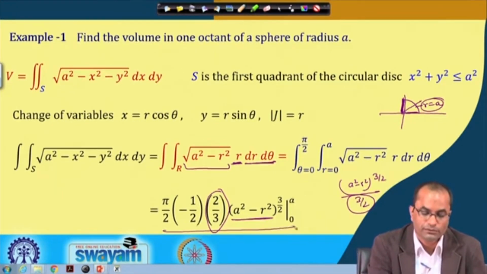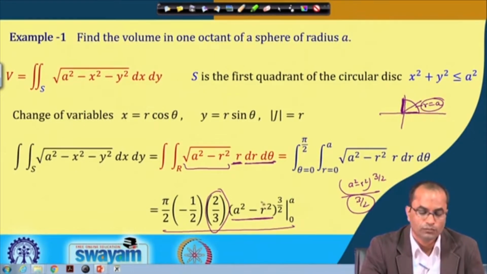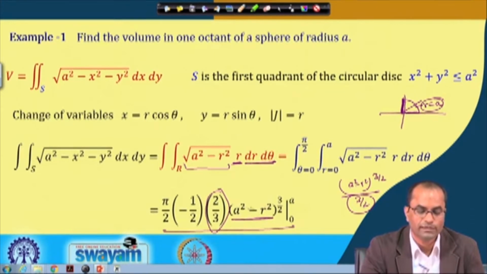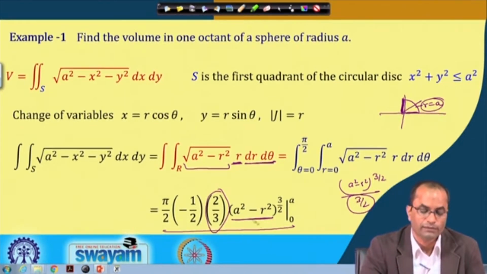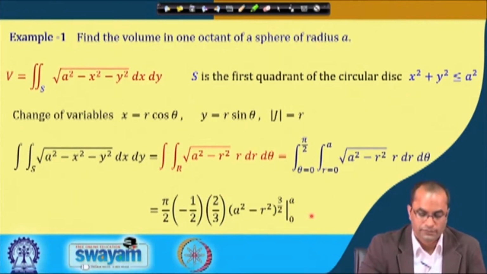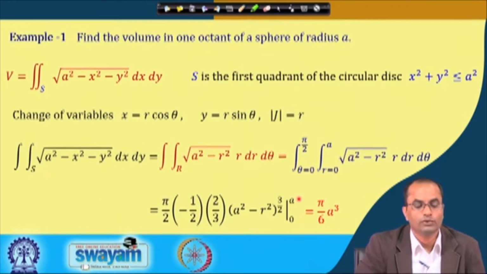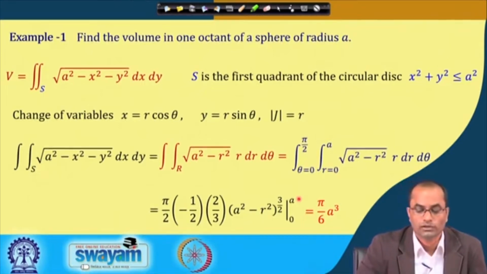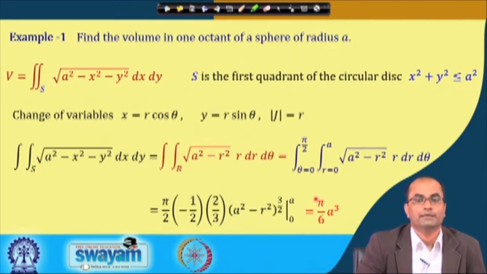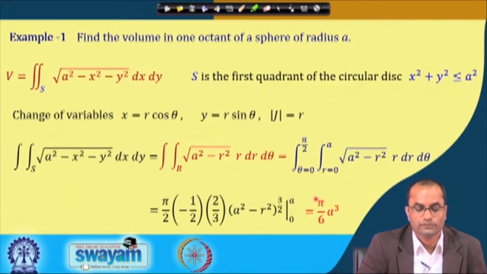So, if we substitute now these limits, the upper limit will make it 0, the lower limit for this r will make it a square power 3 by 2, meaning a cube with minus sign. So, this will become plus, and finally we will get the answer here pi by 6, because 6 from 3 and 2, and a cube will be coming when we put the lower limit. So, the volume of this sphere in this one octant will be given by pi by 6 into a cube, where a is the radius of the sphere.